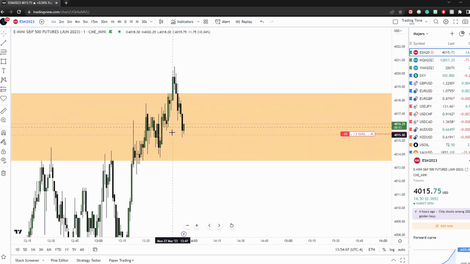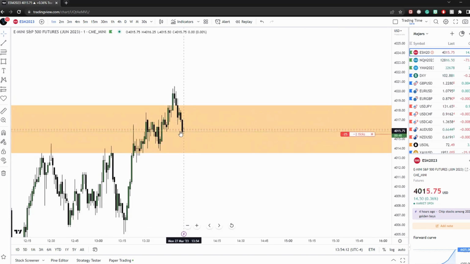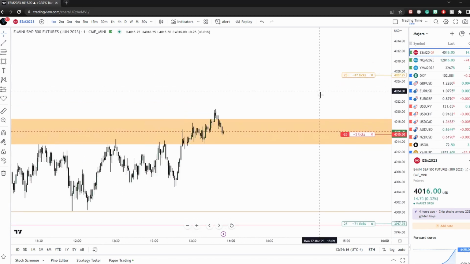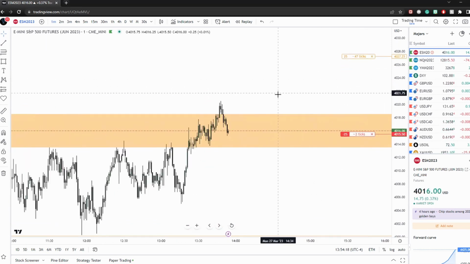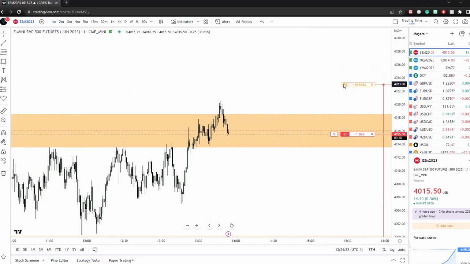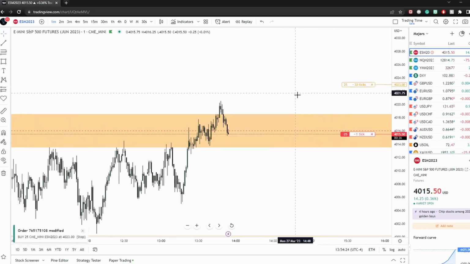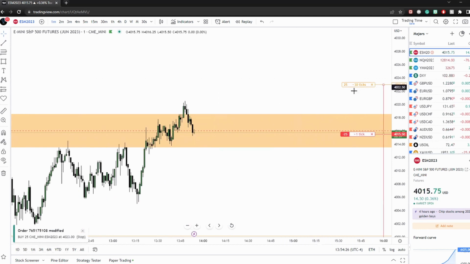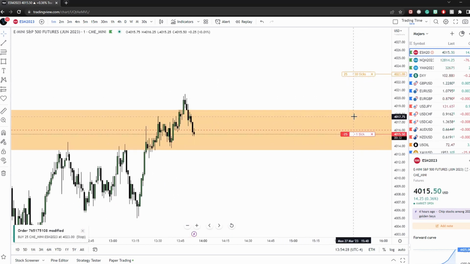Nice, nice, very good, very good. So we see that good displacement now, and like I said, I want to see. I'm moving my stop. I'm going to stop there. So about 30 pips. I mean, 30 ticks.